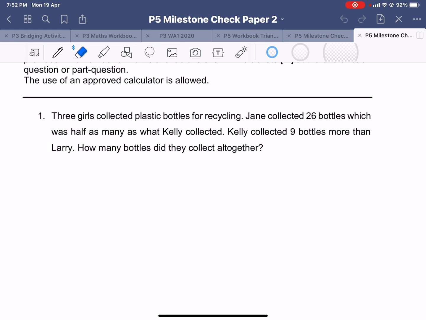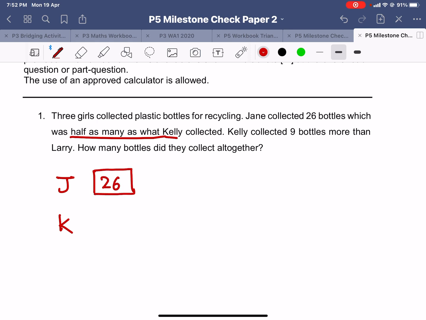3 girls collected plastic bottles for recycling. Jane collected 26, which was only half as much as Kelly. So Jane and Kelly, it looks like Jane is the lousy one, because Jane only collected 26, but it was only half of what Kelly has. So meaning to say, Kelly must be double. The opposite of half will be double or twice. So Kelly is better, right? Because Jane only collected half.